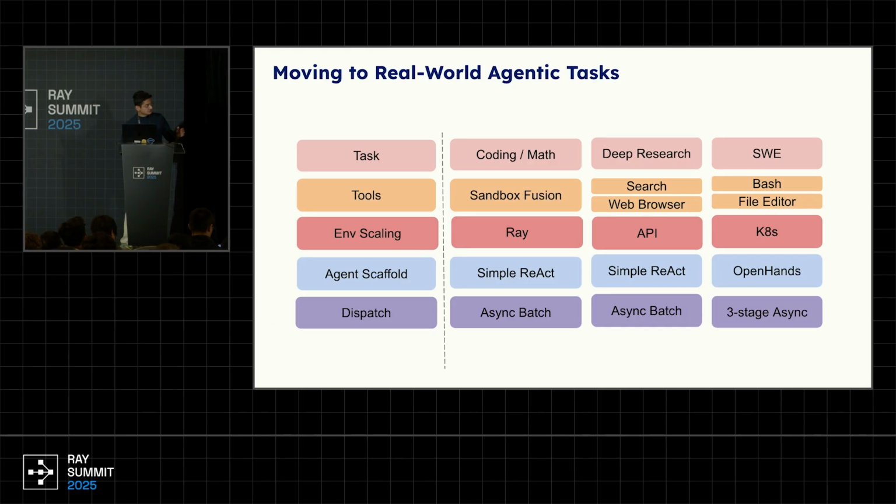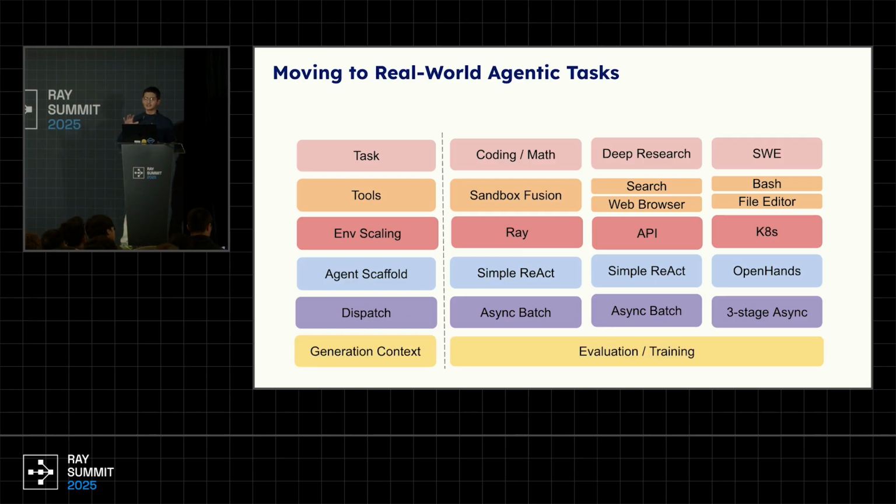There are also differences in the agent scaffold, like we've shown here. For a simple task like coding, math, or deep research, you might use something pretty simple, like a simple ReAct agent scaffold, whereas for the SWE task, you might use something more involved, like an OpenHands scaffold. You also want to use this agent stack in different generation contexts. So you might want to use the same implementation to run evaluation, and maybe even switch out with different training backends.